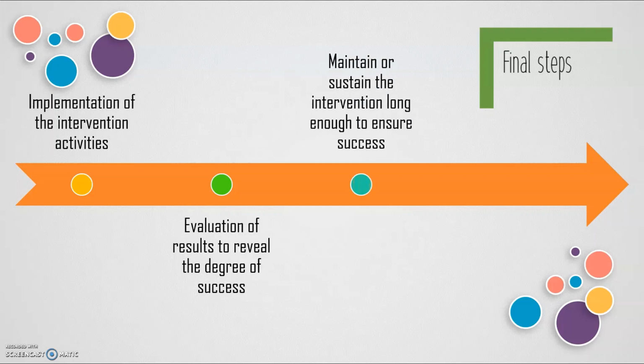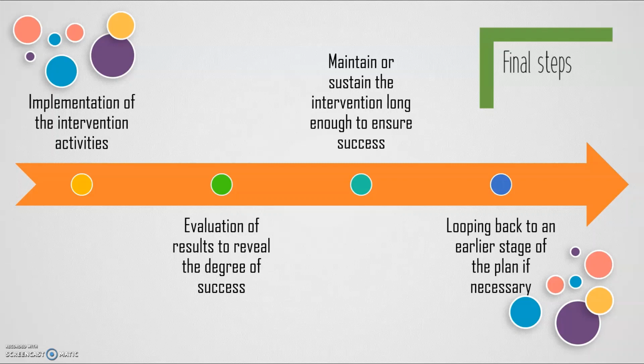But if it is seen that the result is good, then maintain or sustain the intervention long enough to ensure success. And you may loop back to an earlier stage of the plan if necessary, going back to an earlier stage to refine the processes implemented. This will help ensure high success rates of the implemented plans.